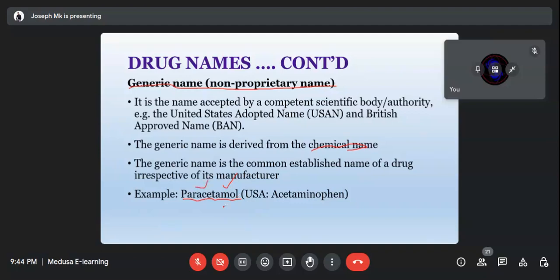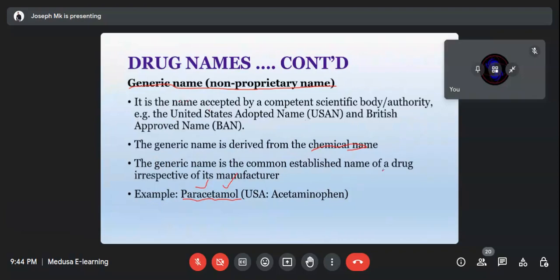Maybe they all use the same ingredients to manufacture a drug, but the names that they're going to call it might differ. It depends on the manufacturer. So that is about the generic name. It comes from a chemical name. That's why it is derived from it.